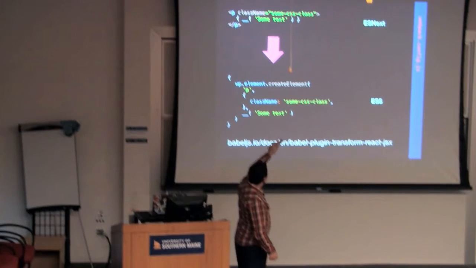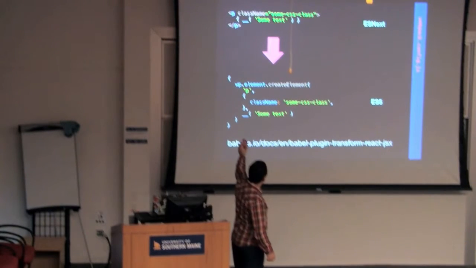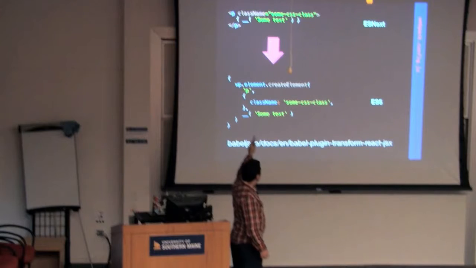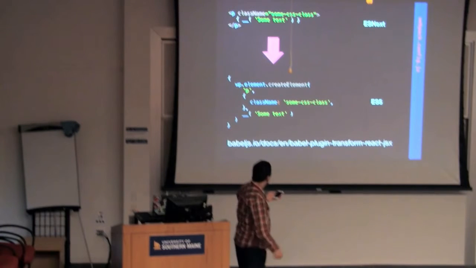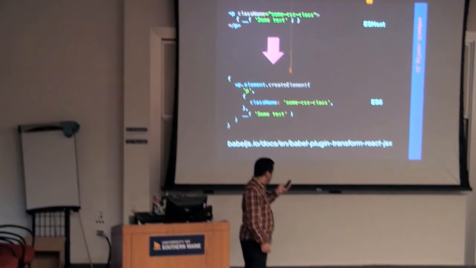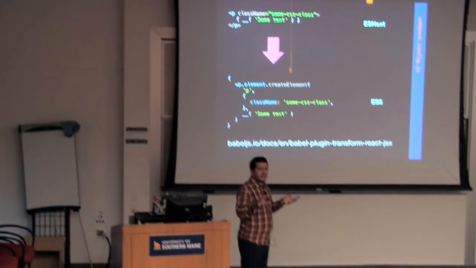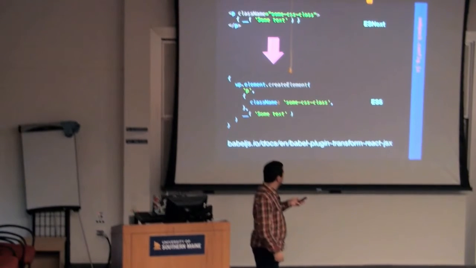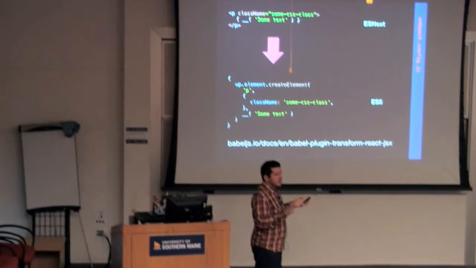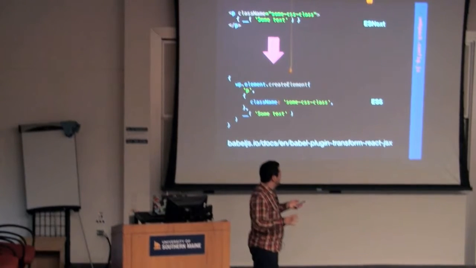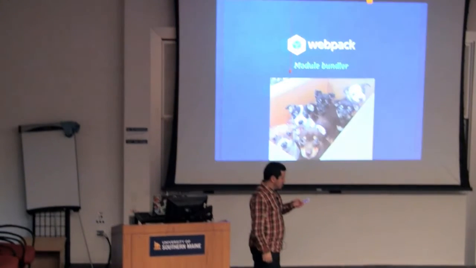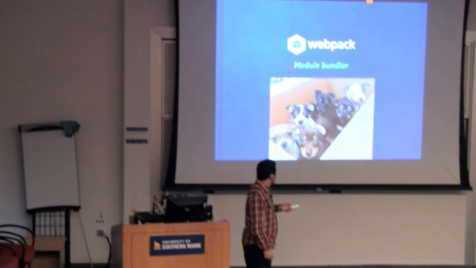You can write the JSX code, or ESNext, whatever you want to call it, and Babel will transform it to this syntax, which is just a function call that returns an object. Is that clear so far? If you have any questions, you can stop me. So that's about Babel. We don't need anything else from it. We will move to Webpack.